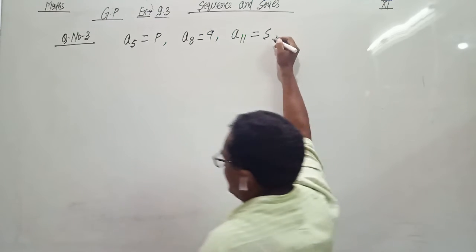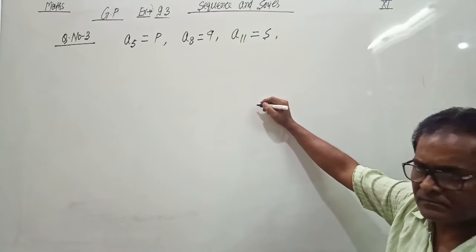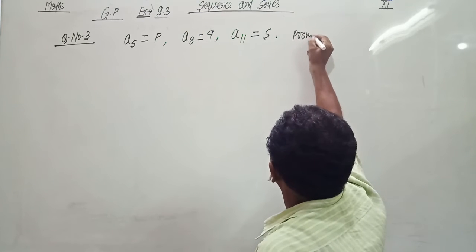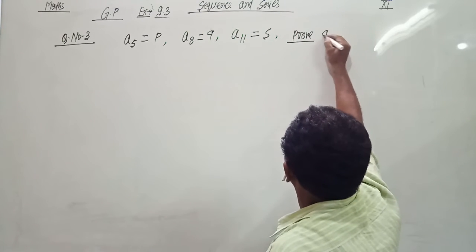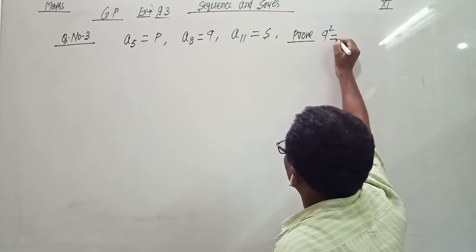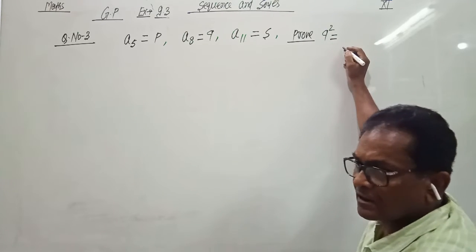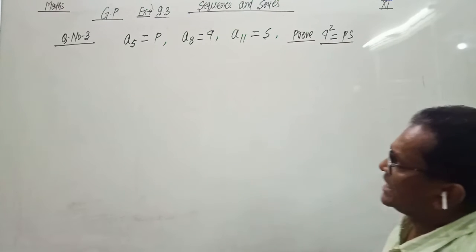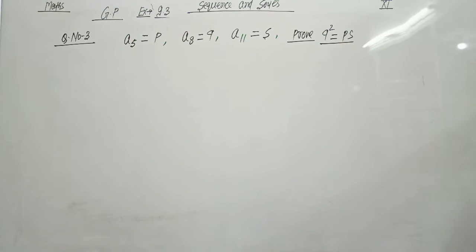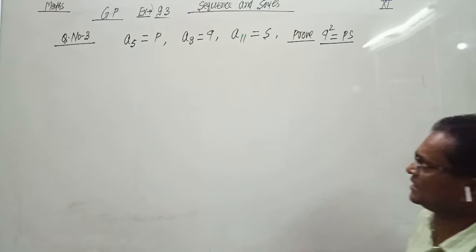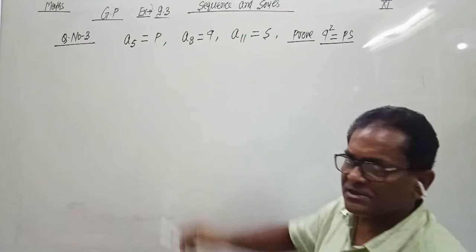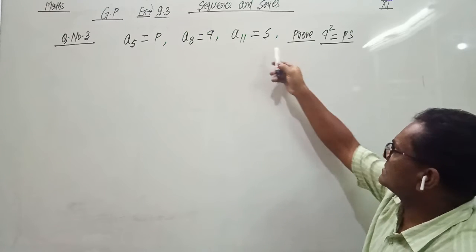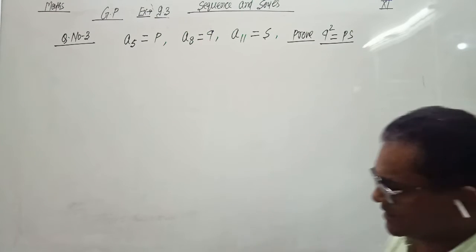Then what we have to find? Prove that Q square equals P into S. We have given the 5th term of a GP is P, the 8th term of a GP is Q, and the 11th term of a GP is S. Then prove that Q square equals PS.